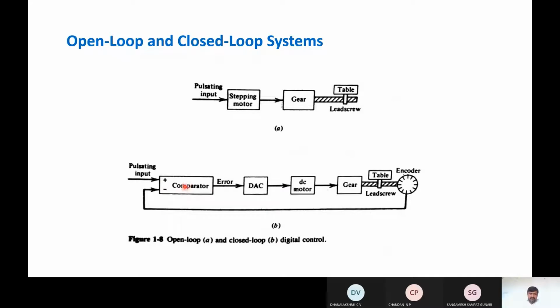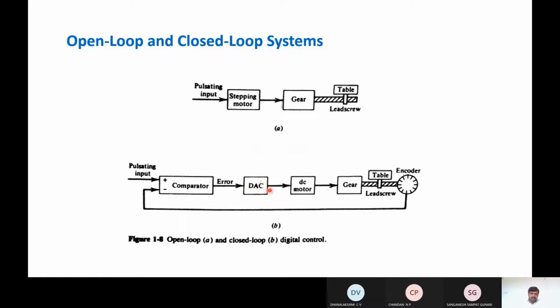The function of the comparator is to compare the input value, the input pulse, with the input it got from the encoder. So the input to the motor and the feedback signal from the encoder, in the form of pulses, will be compared. If there is a difference, then corrective action will be taken. If there is no difference, we can continue with the same level of inputs. Otherwise, you may have to increase or decrease the pulse frequency.